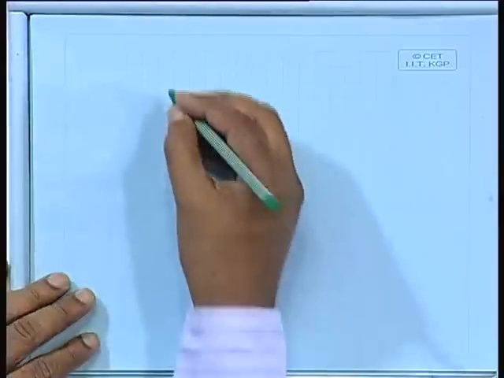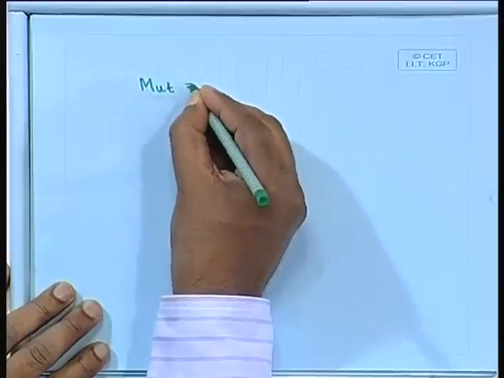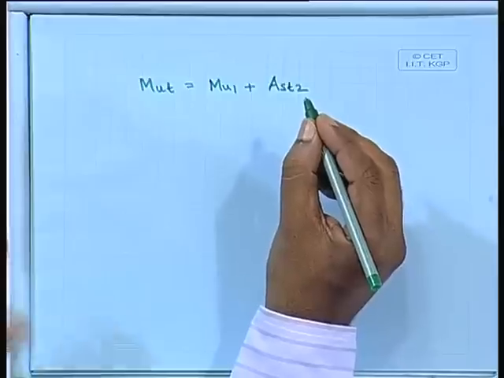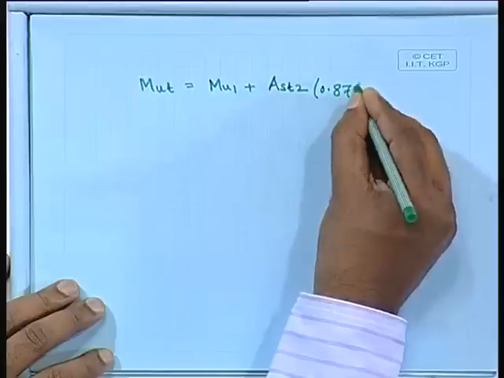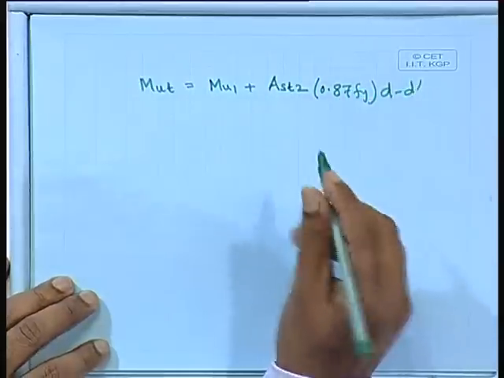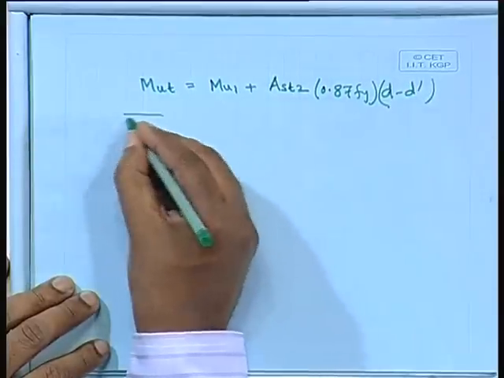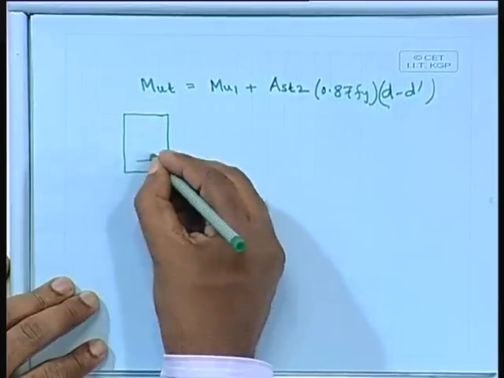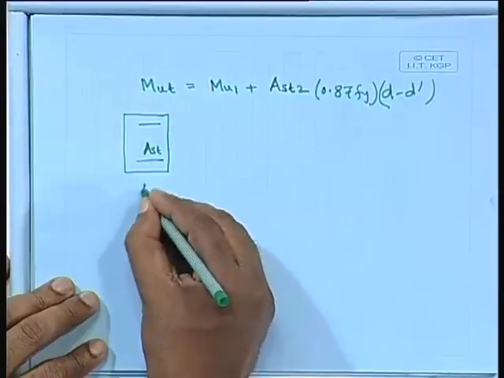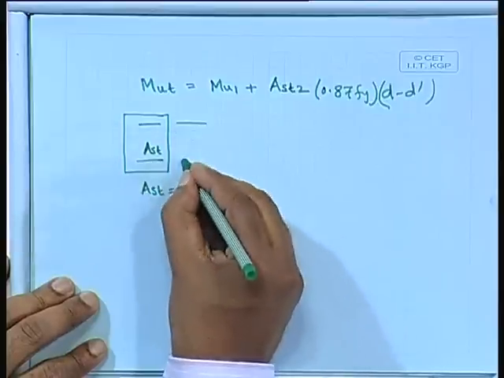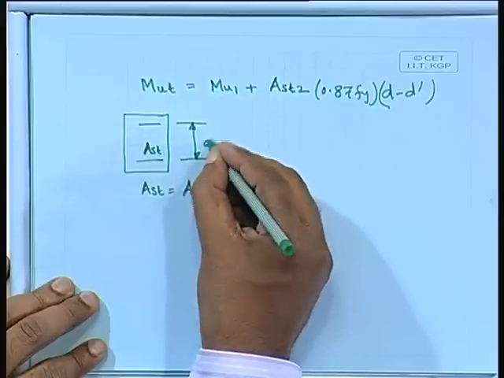Then what can we write down? We have already done MUC, so MUT will be equal to MU1 plus AST2, the remaining portion, times 0.87 Fy times d minus d dash. We are taking the same principle. AST equal to AST1 plus AST2, and the lever arm is d minus d dash. So we know MUC and we know MUT. Out of them, which one is the minimum one?